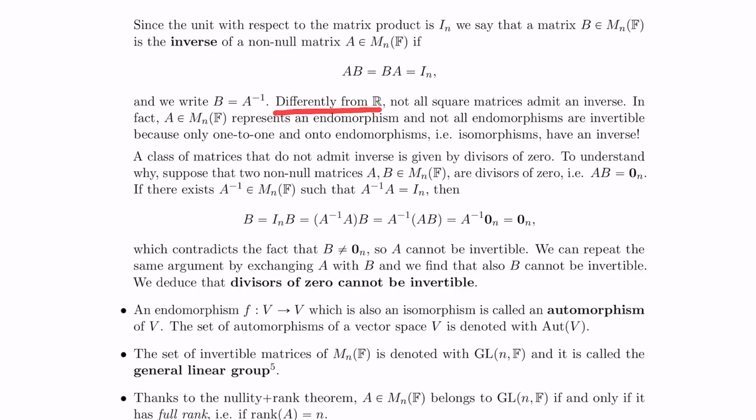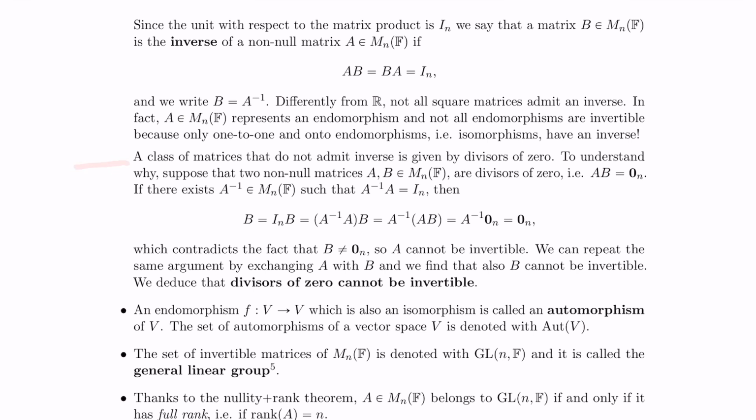However, differently from what happens in R, the fact that A is a non-null matrix is not enough to guarantee the existence of its inverse matrix. The reason is actually very easy to understand. In fact, we know that every square matrix can be represented as the matrix associated to an endomorphism, and we know that an endomorphism is invertible if and only if it is an isomorphism. So, if A is the matrix representation of an endomorphism which is not one-to-one or onto or neither of them, then A cannot be invertible.